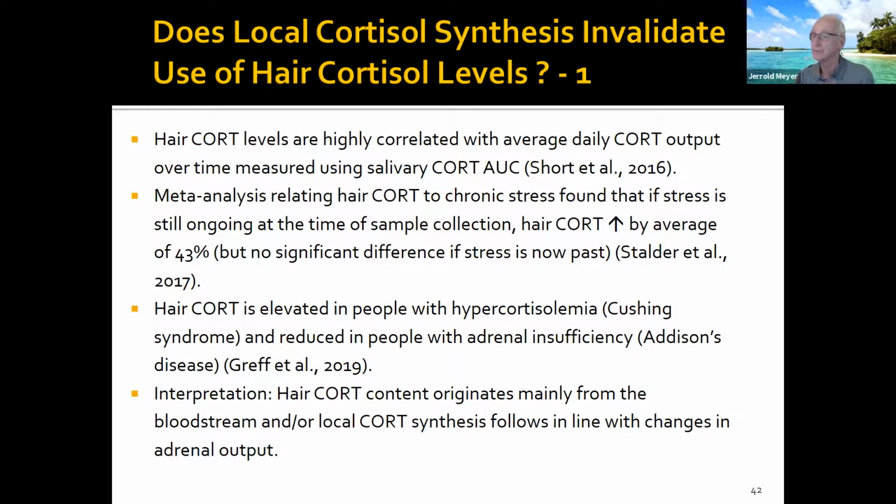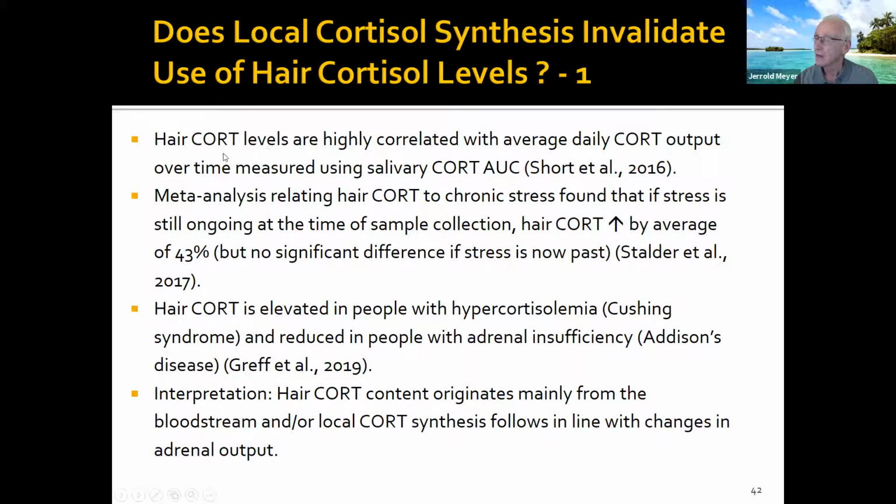So, question. Does local cortisol synthesis invalidate use of hair cortisol levels? I'm playing devil's advocate to myself, raising the question, does it invalidate? How do we respond to that? So here's the data that I think are relevant.